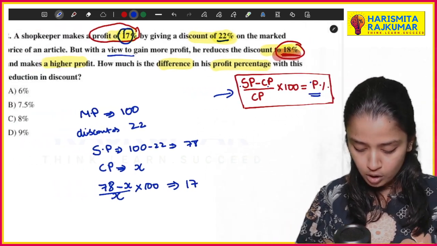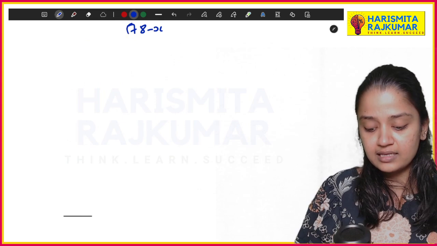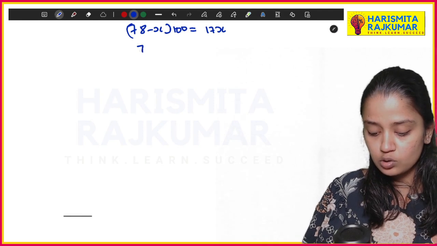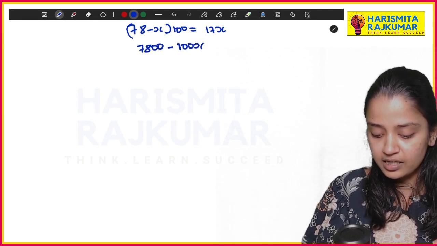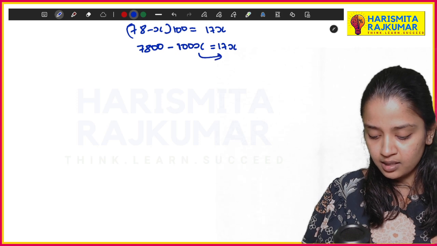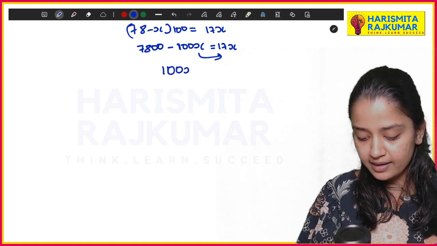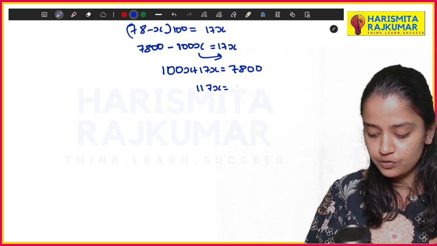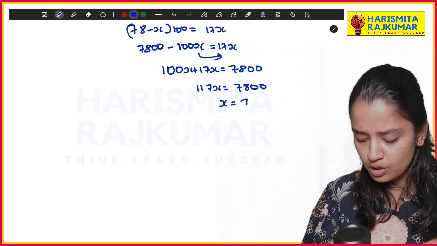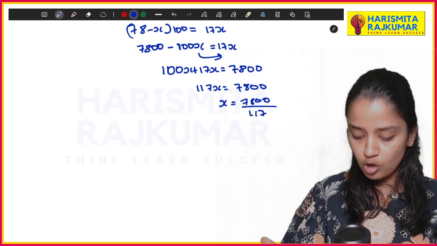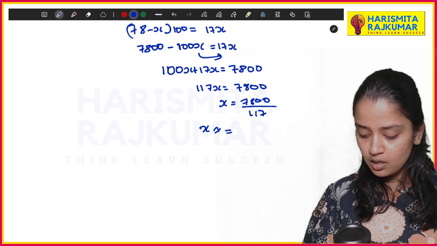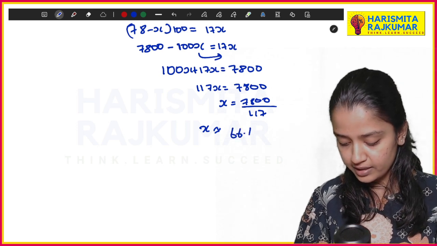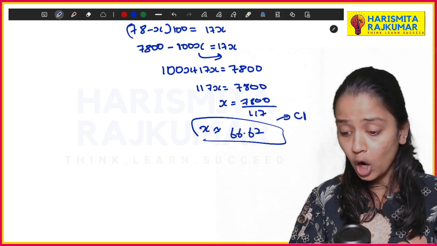17% as profit. So when I do it, (78 minus x) into 100 gives you 17x. So 7800 minus 100x gives you 17x. Taking this to the other side, 100x plus 17x gives you 7800. So 117x gives you 7800, so x gives you 7800 by 117. Approximately, I'm getting x as 66.67. So this is your cost price.